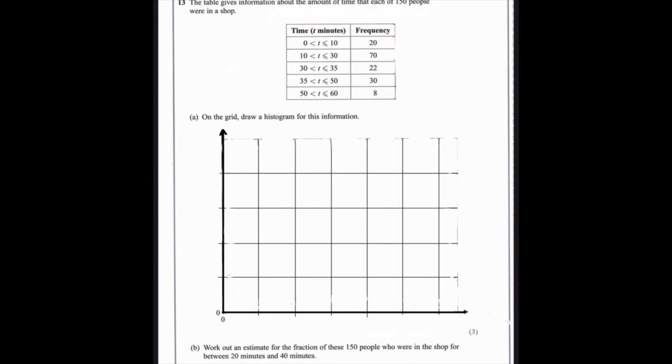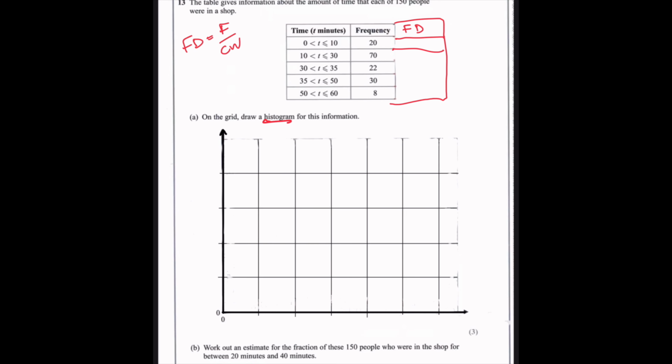Is drawing a histogram. Now, to draw a histogram, we need an extra column in our table. And that extra column should be frequency density. Now, to calculate frequency density, we do frequency divided by the class width. Okay. So let me just add an extra column on this table.